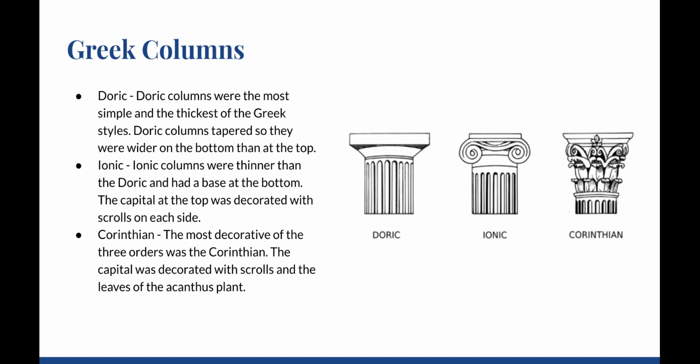Doric columns were the most simple and the thickest of the Greek styles. They had no decoration at the base and a simple capital at the top. Doric columns tapered so they were wider at the bottom than the top. Ionic columns were thinner than the Doric and had a base at the bottom. The capital at the top was decorated with scrolls on each side. The most decorative of the three was the Corinthian. The capital was decorated with scrolls and the leaves of the acanthus plant. The Corinthian order became popular in the later era of Greece and was also heavily copied by the Romans.